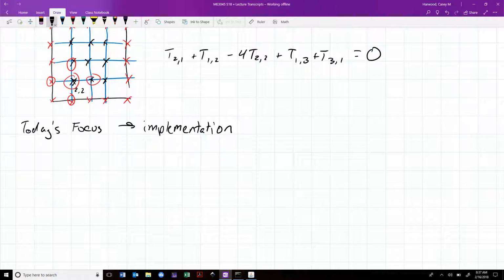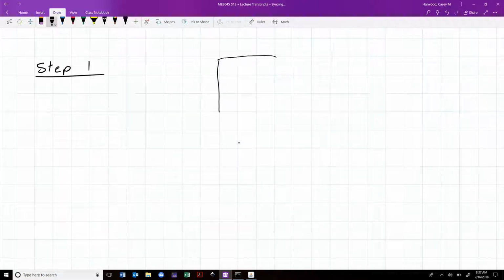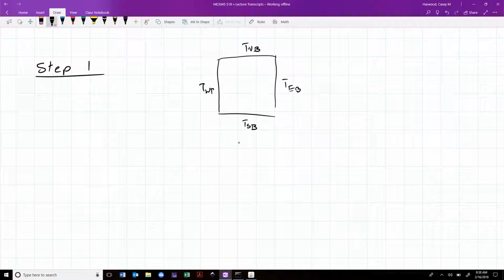So the idea here is first, step 1 with a problem like this. You're told, all right, here's a square domain, and we know the temperatures on the boundaries. So similar to before, we would say that right at the bottom here we have a T south boundary, T east boundary, T north boundary, and T west boundary. And we're asked to solve for the temperature distribution inside the interior of this square plate.